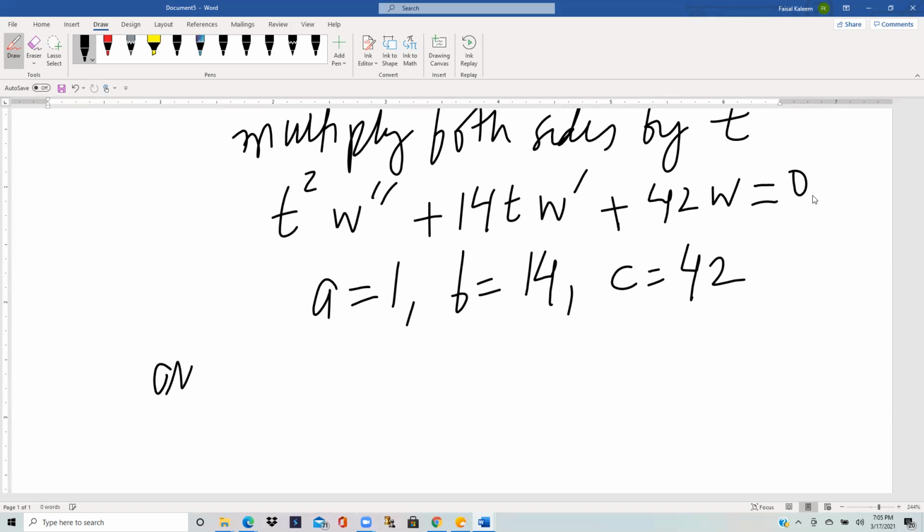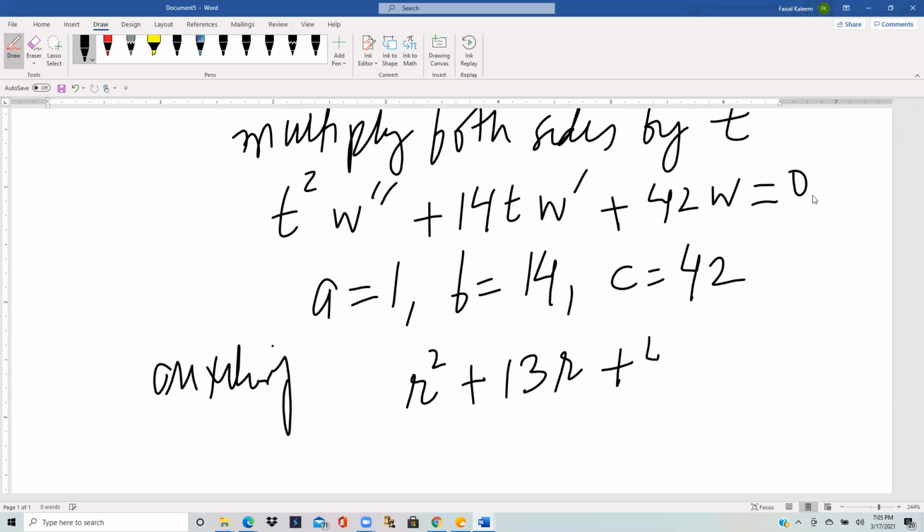So the auxiliary equation would be R², a R² is just 1R², plus (b − a), which is 13, times R plus c. And this one would factor and become like the first case. So that's now just like the first problem, so I will not finish it.